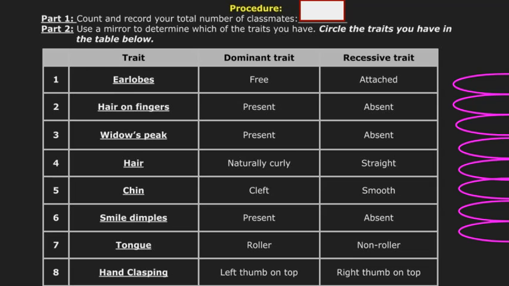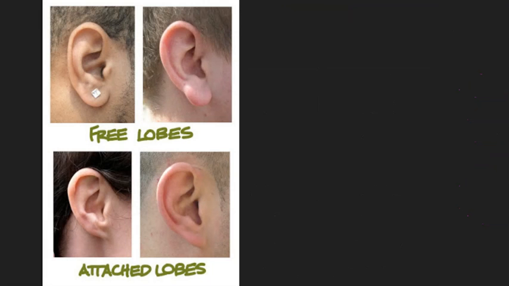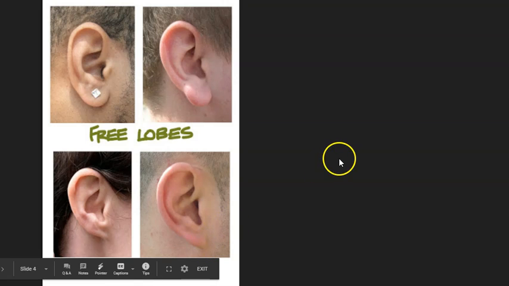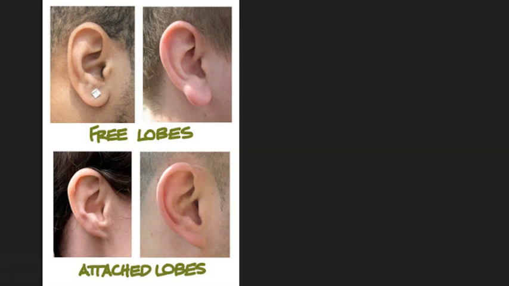Anyway, all you have to do on yours is drag one of these circles over to whichever one you have, and I'll go through what some of these are if you're not sure. So, free earlobes and attached earlobes. The dominant is the free earlobe. So you have this kind of hanging lobe here, right? You can see that, and most people have that. However, attached earlobes are the other option here, and some people have those. You usually get maybe 75-25, something like that. Free lobes are dominant in this population.